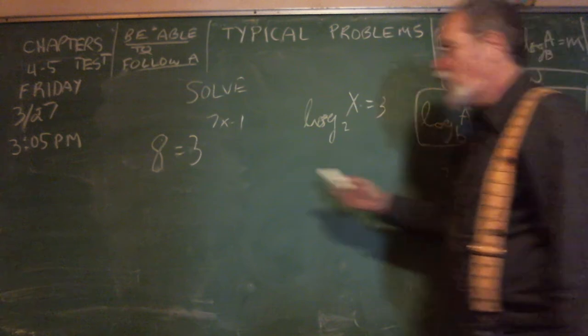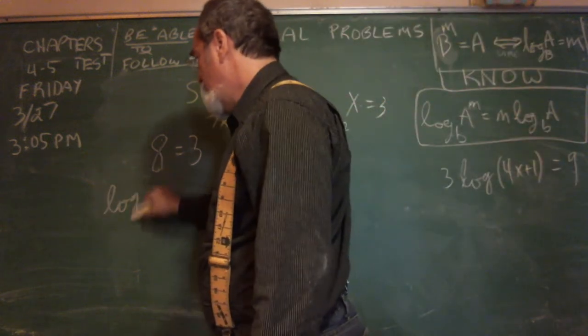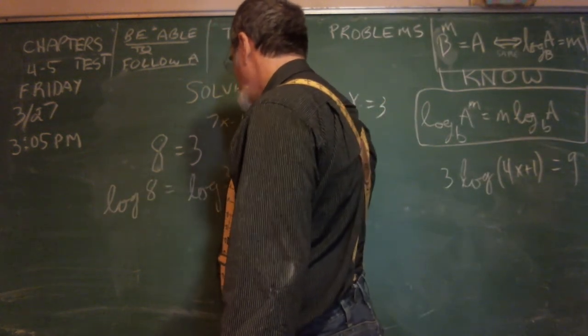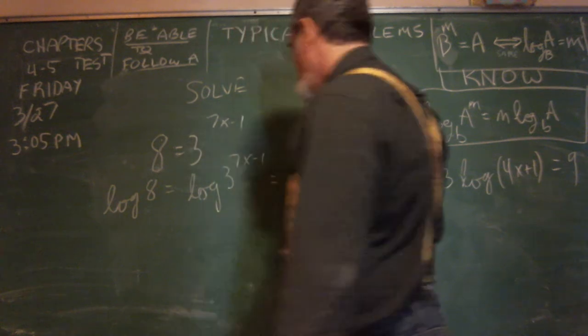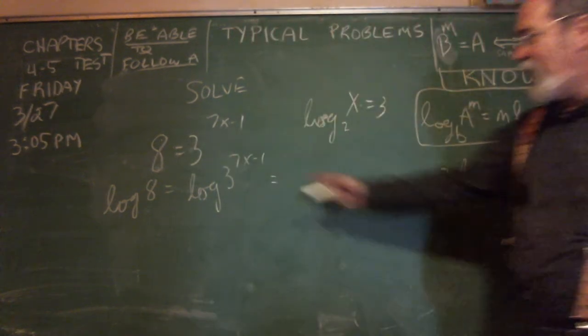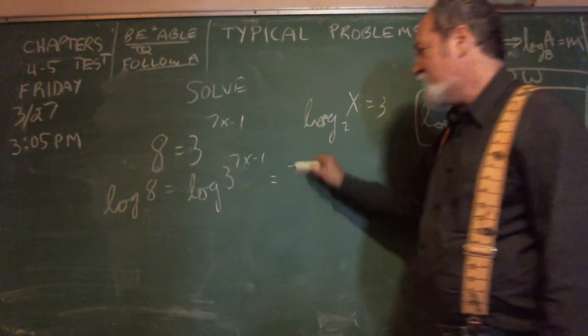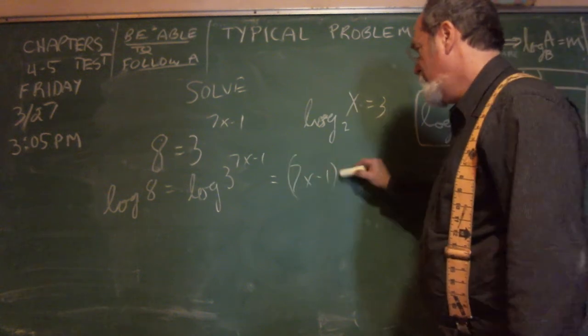Okay, so we're going to take the log of both sides. And it doesn't matter what base, so I'm going to use base 10. Log to the base 10 of this. And now, Carly, can you answer what's going to happen with this 7x minus 1? Wow, just like in class. Nobody talks to the old man.